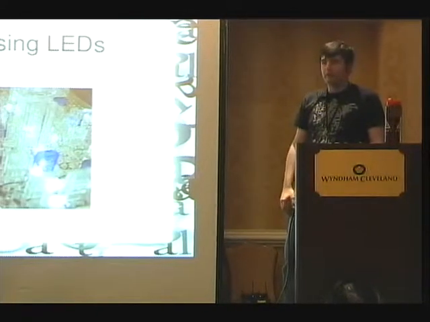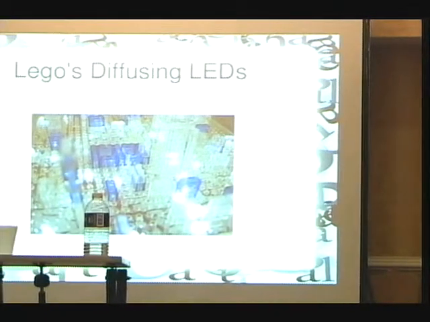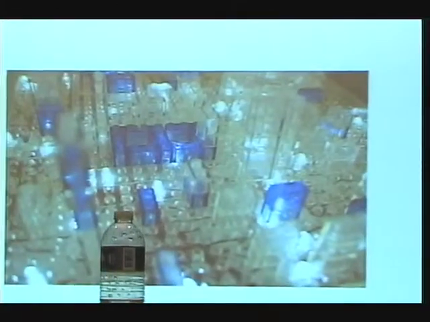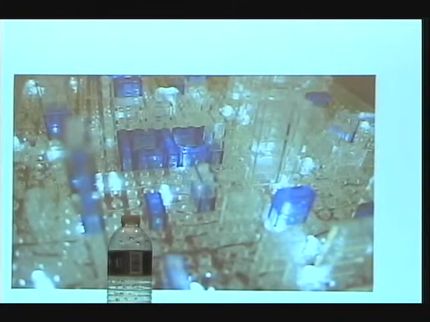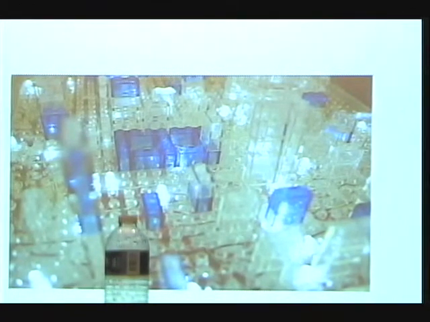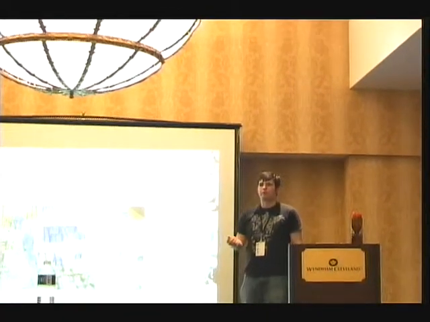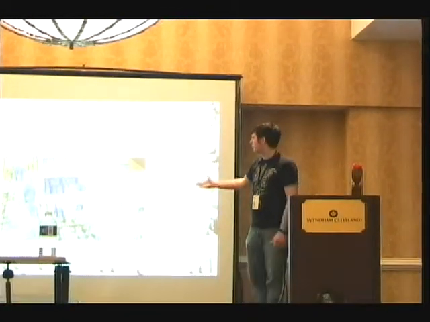This is using Legos to diffuse LEDs. And that's just demonstrating there's a lot of creativity you can have in light diffusion, especially with clear pieces like this. There's infrared lensing, there's polarized lensing, there's a million different ways of bending and flexing light and making it different once you have a light source. You don't always have to do it from the actual light source.